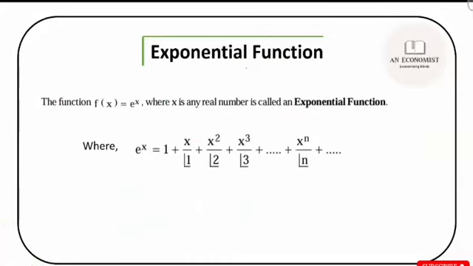Then we have something called the exponential function. It is in the form f(x) is e to the power x, where x is any real number, and e to the power x has the expansion like this, Taylor series expansion. We can do this in another video, how we can derive this, but here you need to know that e to the power x takes the following form: 1 plus x upon 1 factorial plus x square upon 2 factorial, so on and so forth.